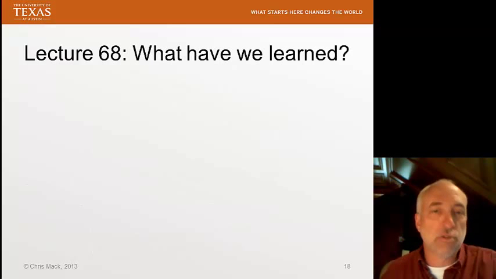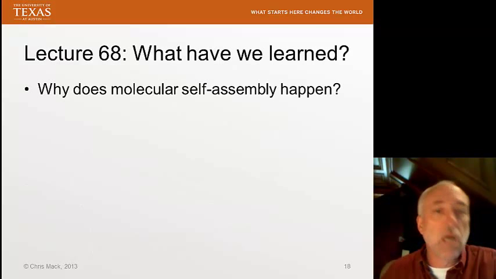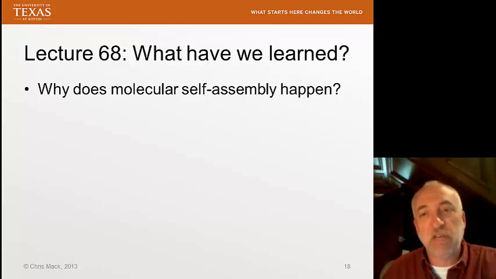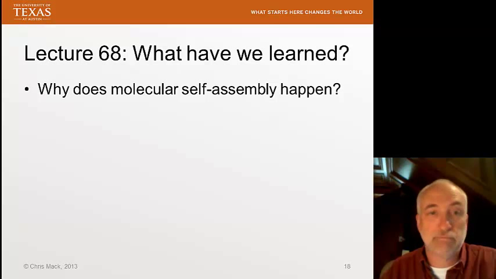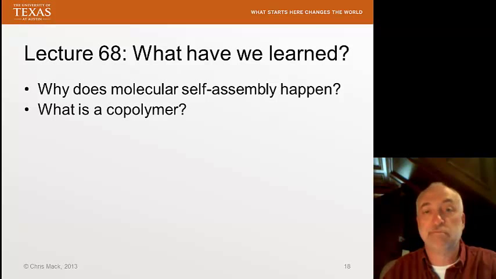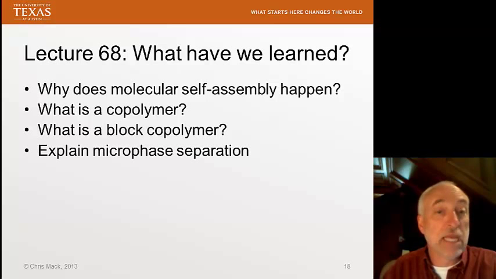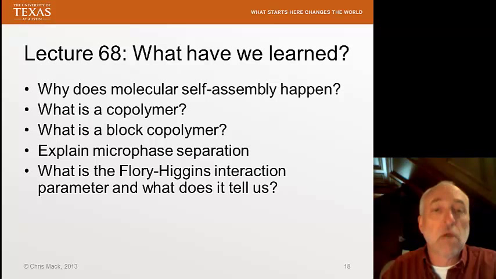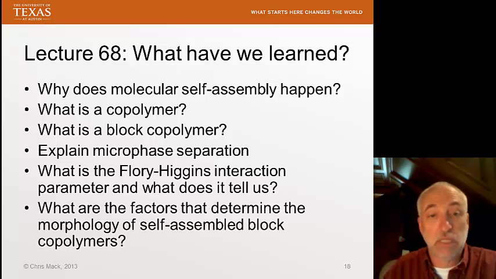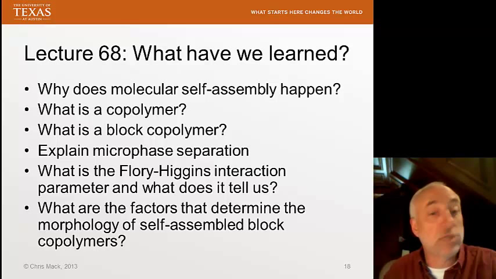All right, let's look at what we've learned so far in Lecture 68. Why does molecular self-assembly happen? What is a copolymer? What is a block copolymer? Explain microphase separation. What is the Flory-Huggins interaction parameter, and what does it tell us? And finally, what are the factors that determine the morphology of self-assembled block copolymers, the shape and the structure of these copolymers?